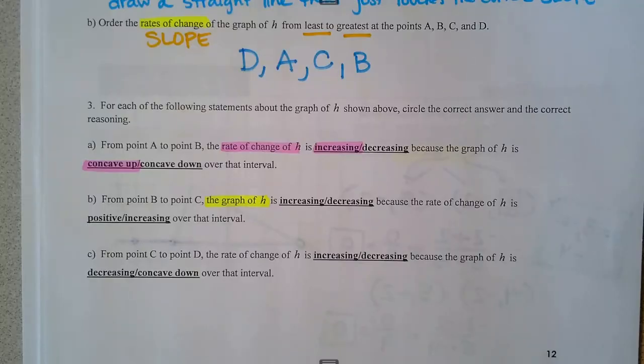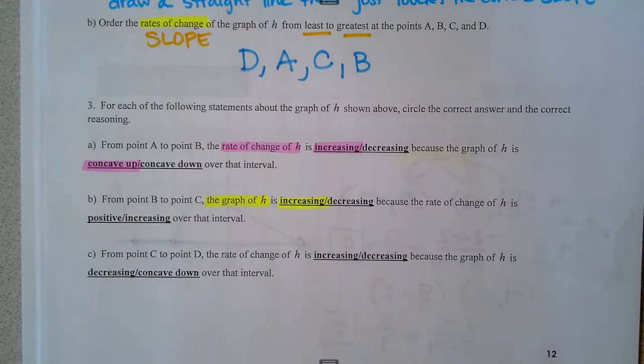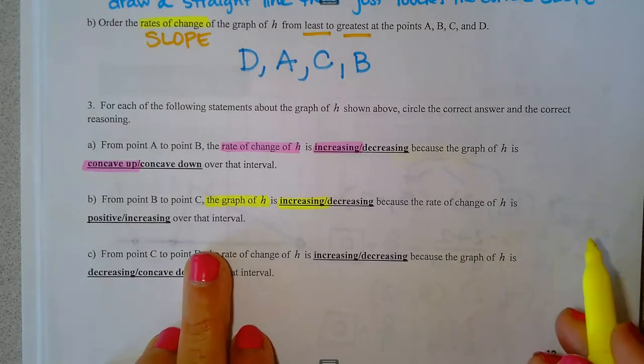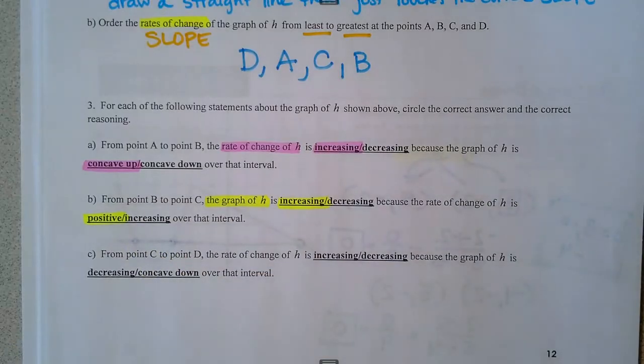Okay, so from B to C, is that increasing or decreasing? Increasing, that's just the simple, going up. It's going up, it's a roller coaster, right? Okay? And then, because the rate of change is positive, yes. The rate of change in that instance is talking about the actual slope, like if you said the slope is positive. Okay?